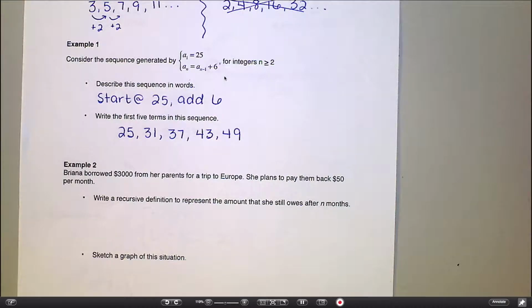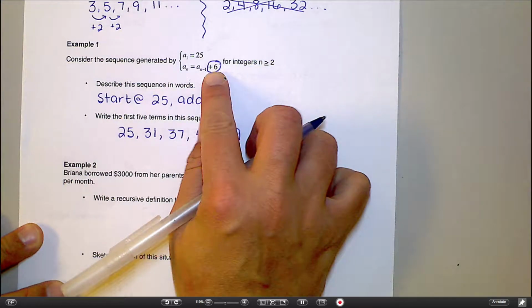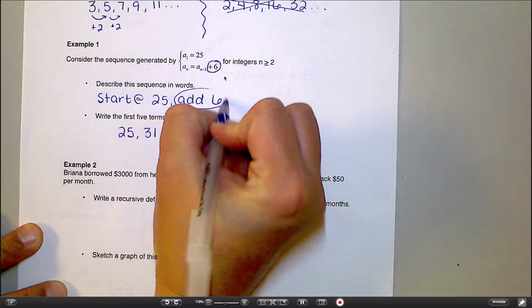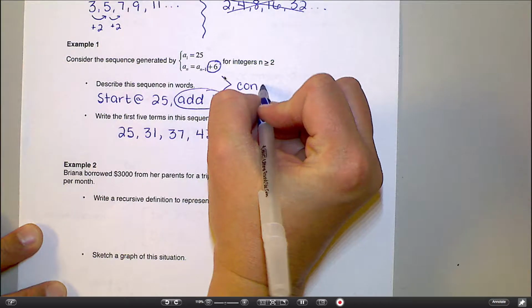All right, little bit of terminology here for you. This number that you're adding over and over again, like it shows up here or it shows up here, that there is called the constant difference.